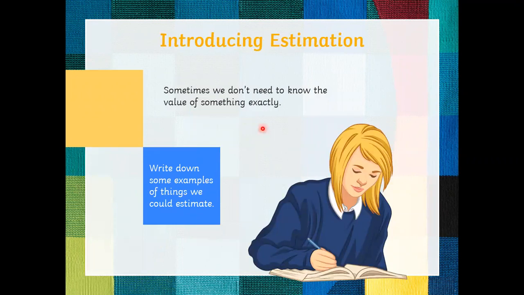Sometimes we don't need to know the value of something exactly. Write down some examples of things we could estimate. So some examples from the other lesson, maybe how many people are watching a football game. I don't know, how many views something gets on the internet. Yeah, something like that.